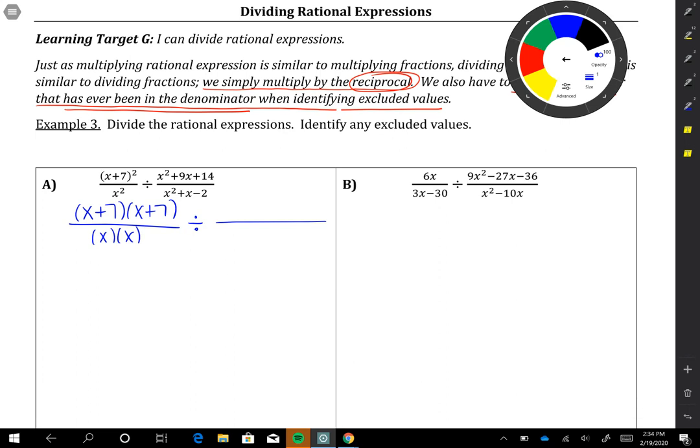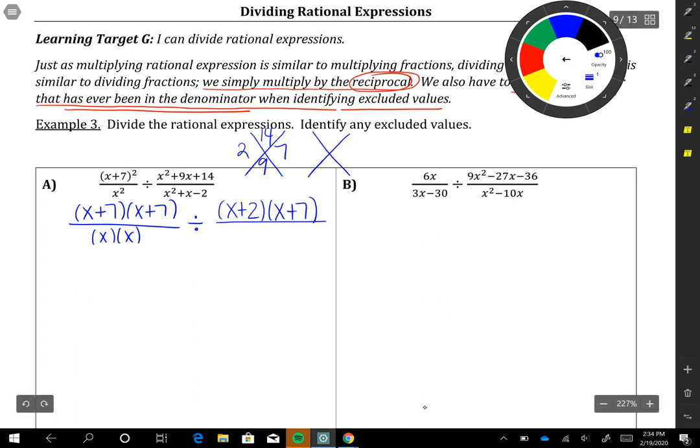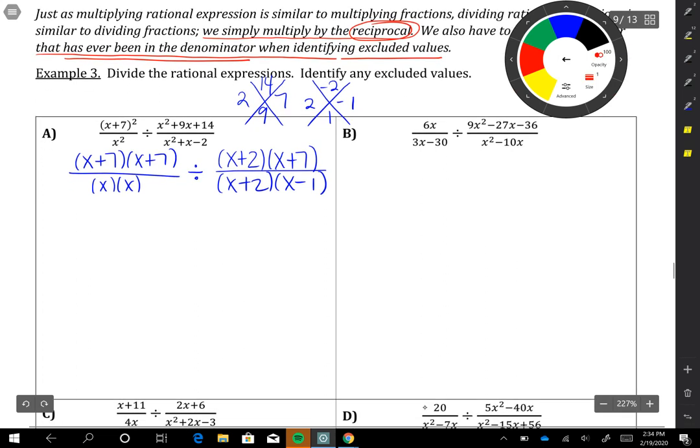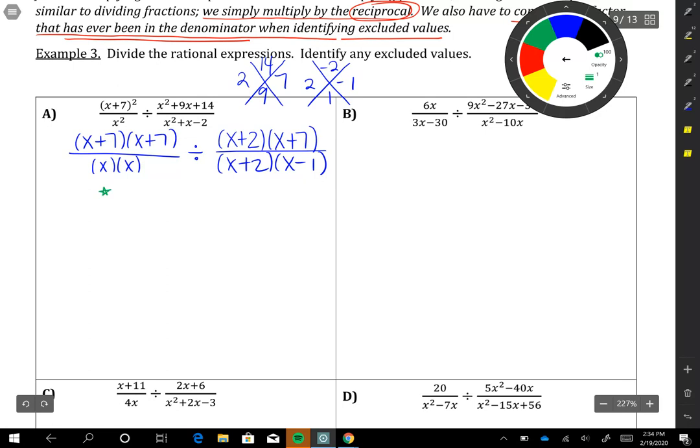The numerator here, x squared plus 9x plus 14, if we factor that, we know that 2 and 7 multiply to 14 and add to 9. So that would be x plus 2 times x plus 7. And then I have on the bottom x squared plus x minus 2. So what multiplies to -2 and adds to +1? That'd be a +2 and a -1. So x plus 2 times x minus 1. Now, I am going to change this to multiplying by the reciprocal. So that's what I'm doing now.